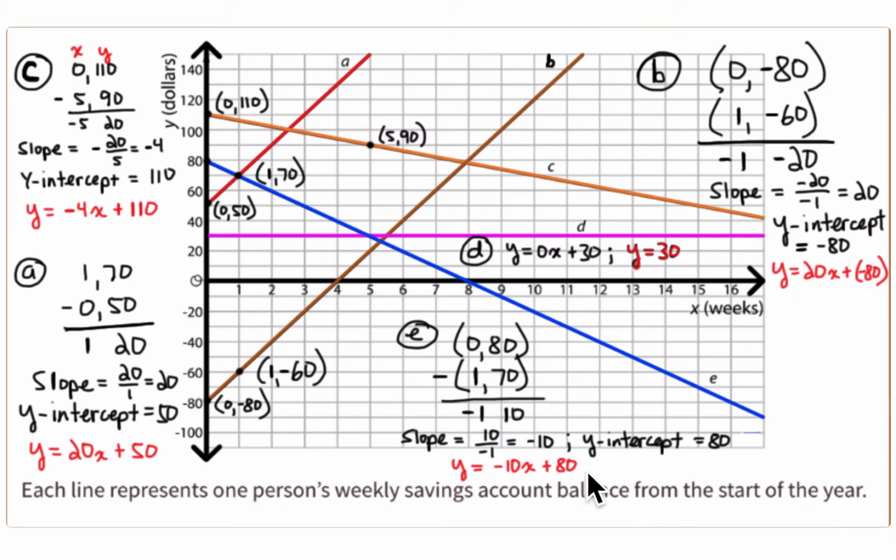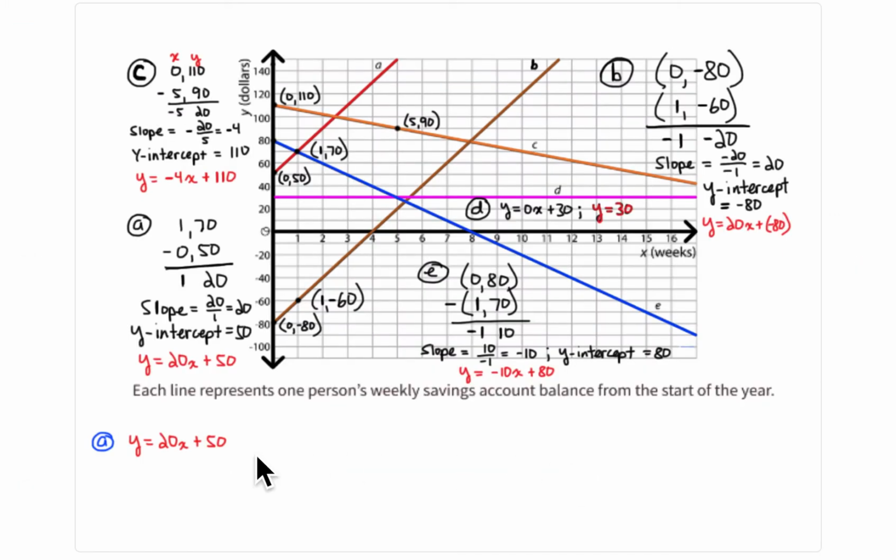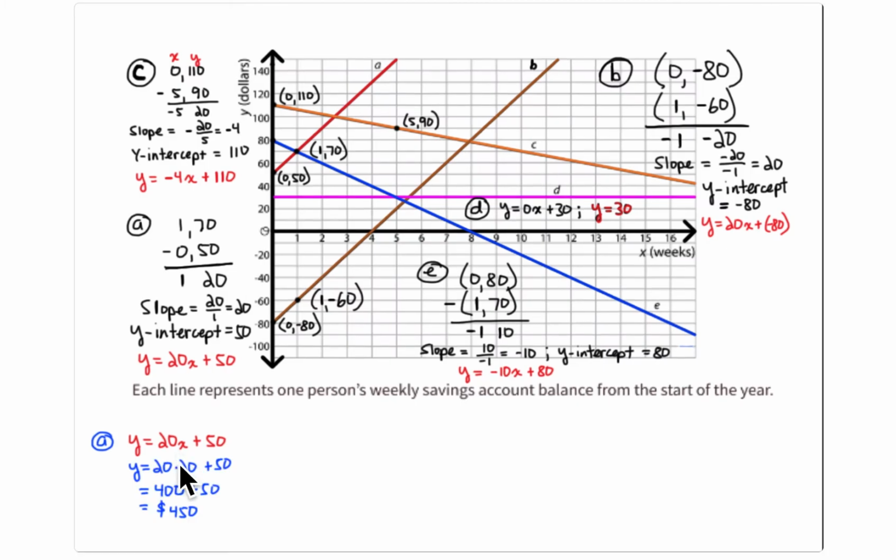Now what happens after 20 weeks for each of these savings accounts? For A, so we're just going to make x 20 in each case. So for A, y equals 20 times 20, plus you have to add that $50. So every week they're saving $20. They do that 20 weeks. 20 times 20 is 400, plus the $50 that they start with. So now they have $450 in their account.